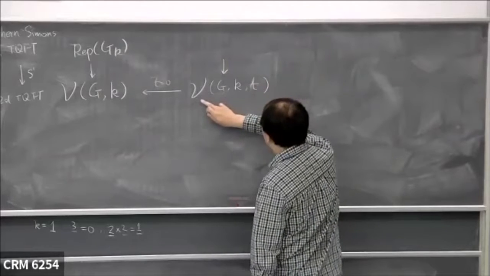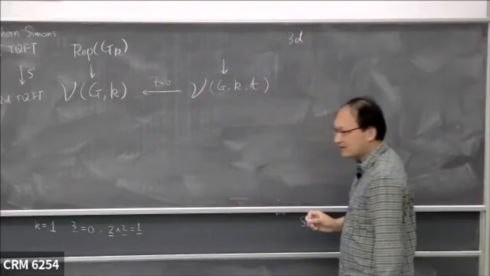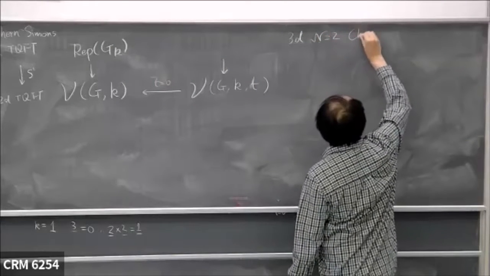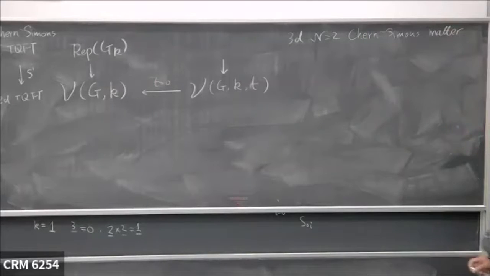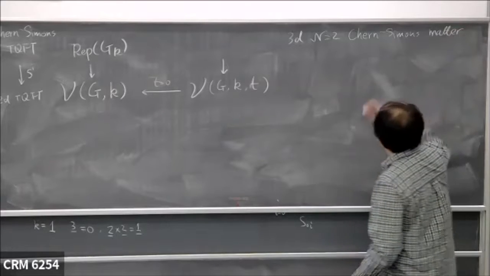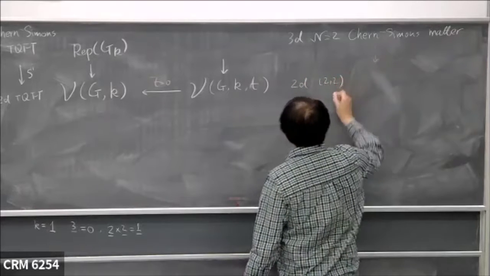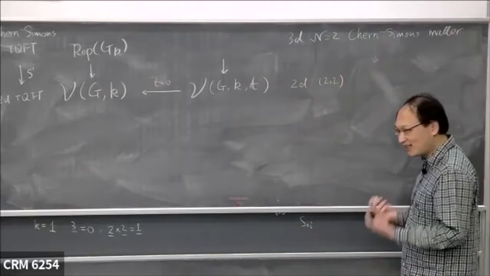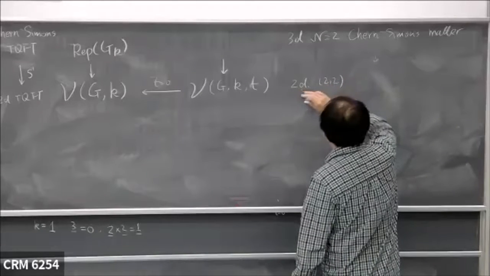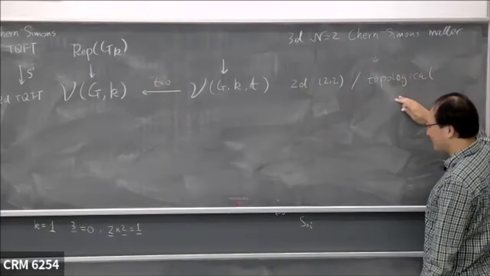This is because this can also be constructed physically from a 3D theory, but it's not topological. It's a 3D N equals 2 Chern-Simons matter theory. A 3D N equals 2 theory, you cannot twist it to be topological. But if you reduce it, it becomes 2D (2,2), and that's actually large enough supersymmetry to be twisted. So it can be 2D (2,2) topological. So this theory is not topological, but in 2D it becomes topological.